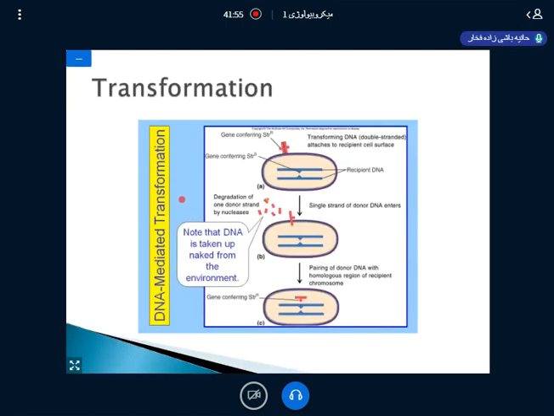This is transformation. You know, transformation is simple. It's a simple way of genetic transfer in bacteria. In transformation, here, look here. Okay, right here.